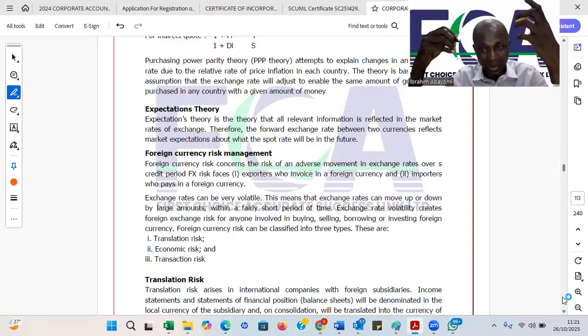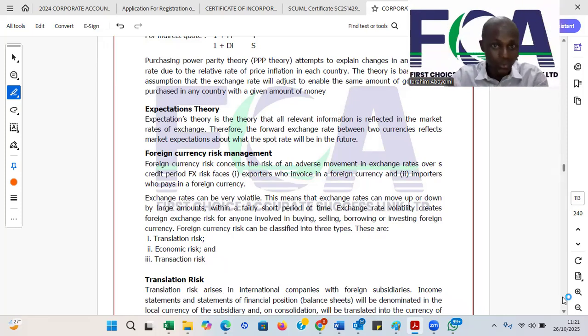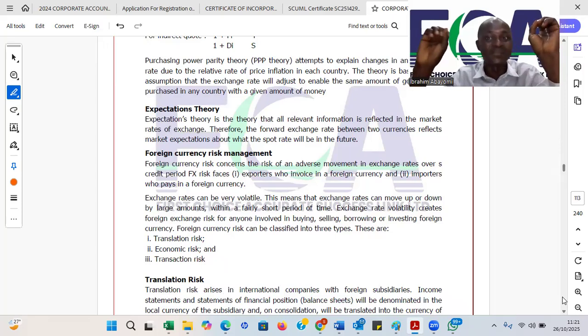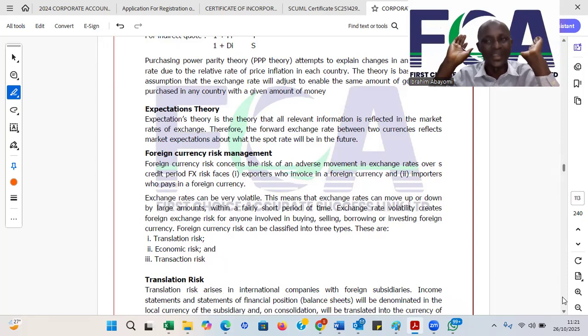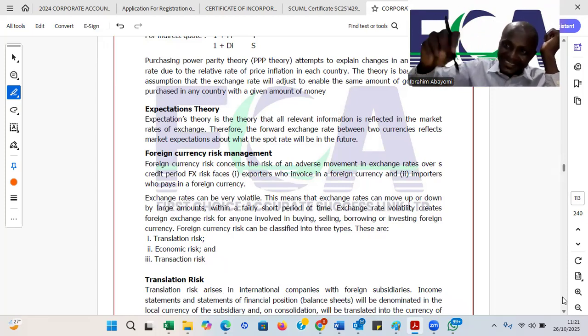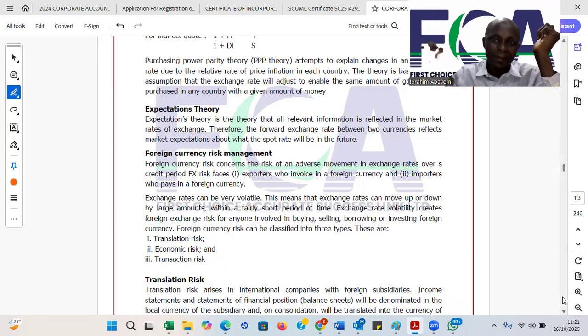We are not going to apply it in the exam, but you might be asked to just explain your understanding of expectation theory. So expectation theory is the theory that all relevant information is reflected in the market rate of exchange. All information regarding the two currencies is already reflected in the exchange rate. So market participants have expectation of what the exchange rate is expected to be in the future. That's expectation theory. Okay. All right.